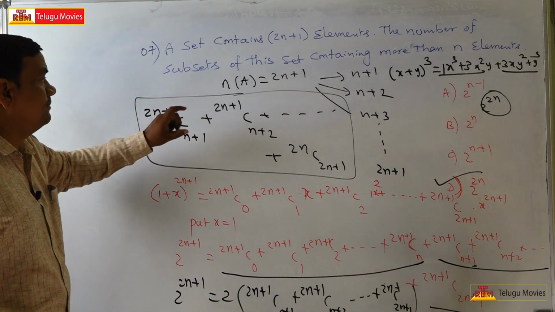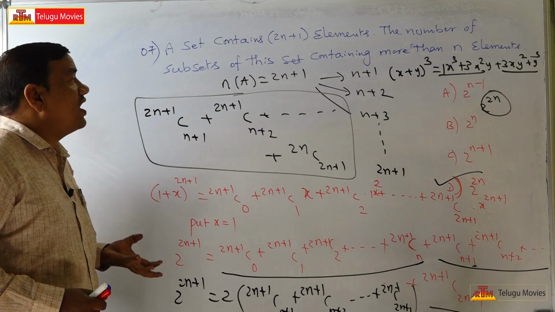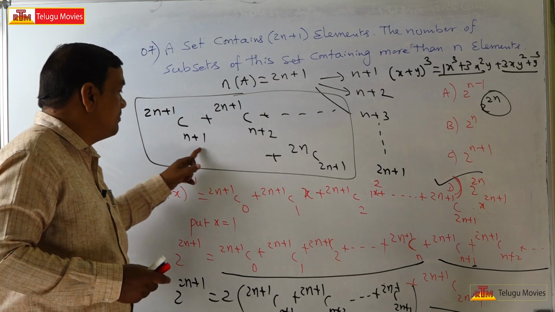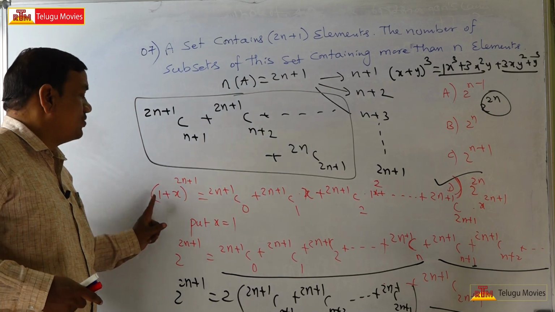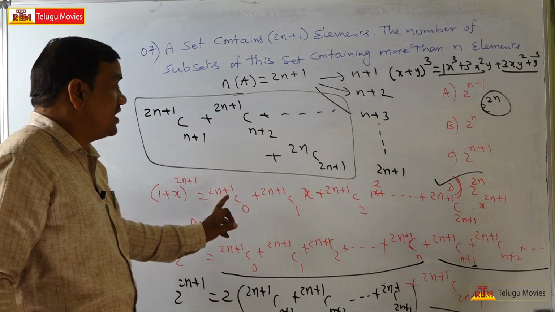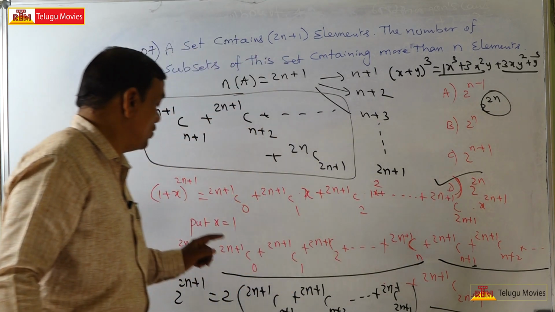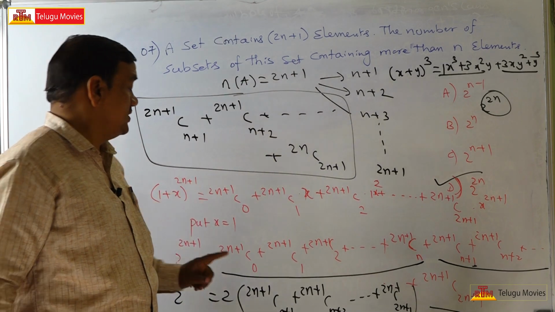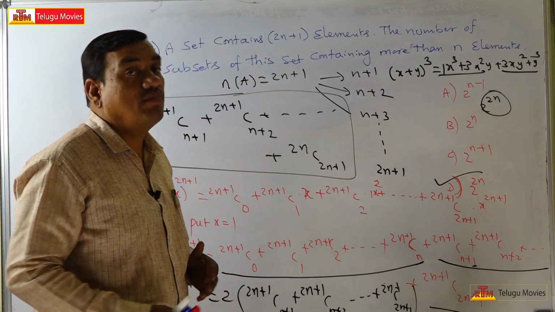So I am saying the total number of elements is 2n plus 1. We want the number of subsets containing more than n elements, meaning n plus 1, n plus 2, and so on. If you want to do this, see the binomial expansion of (1 plus x) whole power 2n plus 1. Here also 1, x, x square, and so on, x power 2n plus 1. Put x is equal to 1. So this is equal to 2 power 2n plus 1. Since 2n plus 1 is an odd number, you will get an even number of terms.